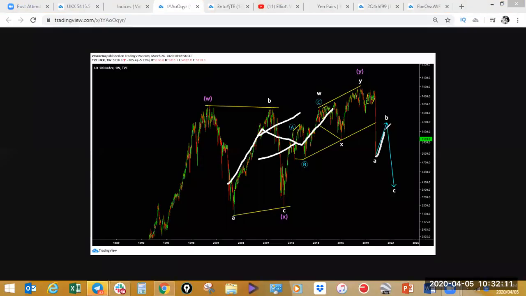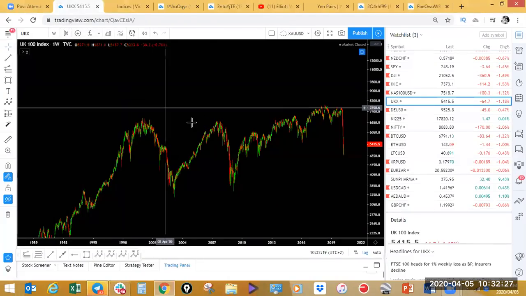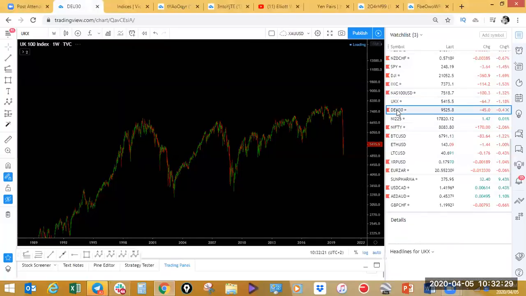We're looking for this to pull back and give us this A, B, C structure. We've already started with the move 1, 2, 3, 4, 5 impulse. Now this is the pullback. We're looking for downside. You can look at the structure. That is your weekly chart there. All right, so that is the UK 100 and the DAX.